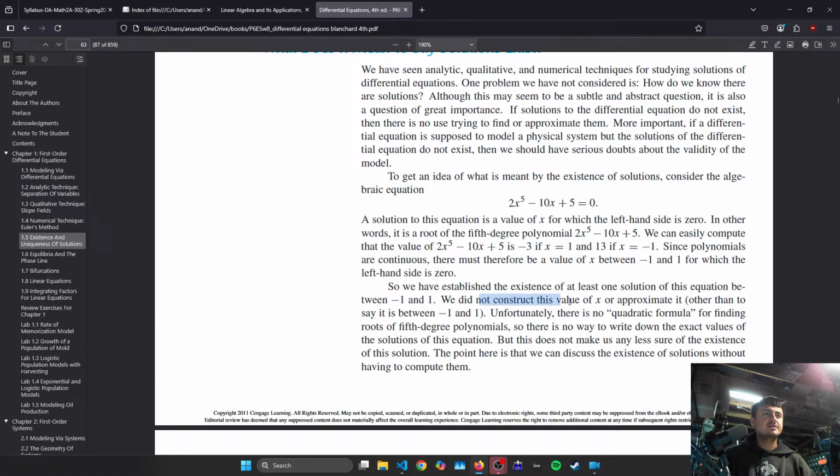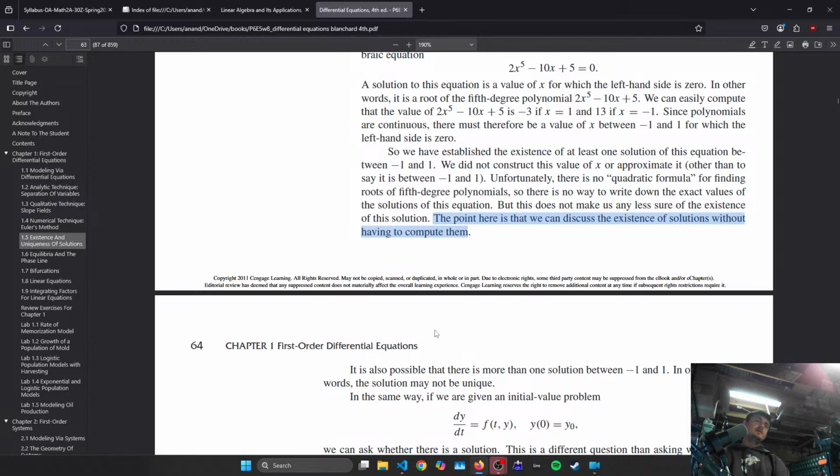We did not construct this value of x or approximate it, other than to say it's between -1 and 1. Unfortunately, there's no quadratic formula for finding roots of fifth degree polynomials, so there's no way to write down the exact values of the solution of this equation. But this does not make us any less sure about the existence of this solution. The point here is that we can discuss the existence of solutions without having to compute them. So that's the main point of this whole page. I'm going to write that down.